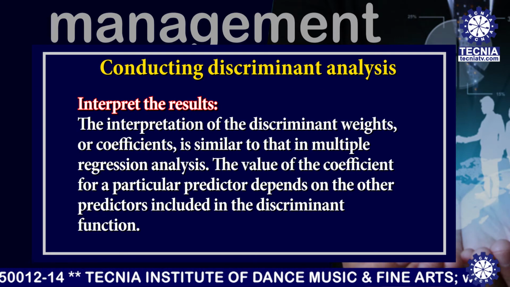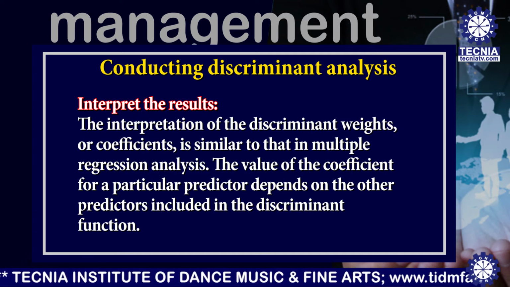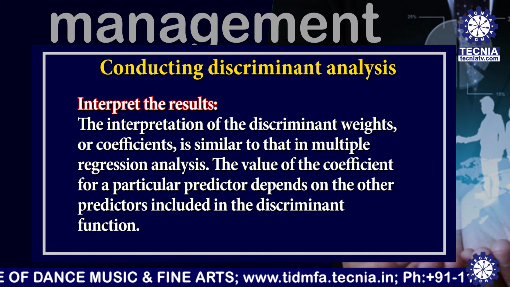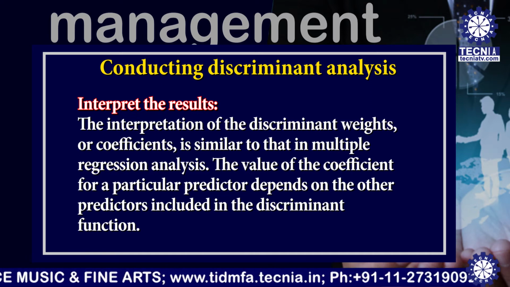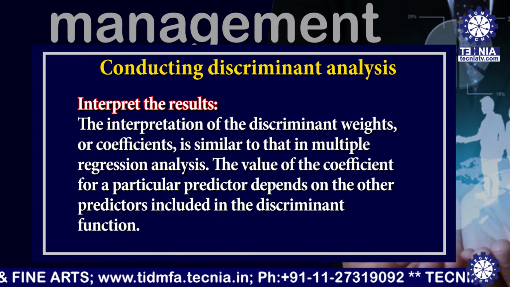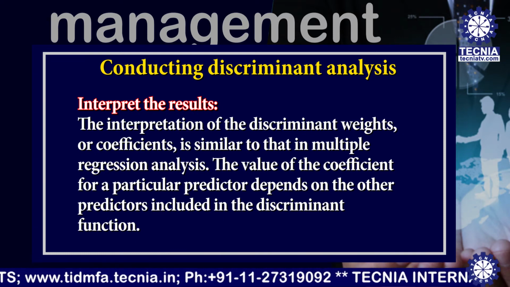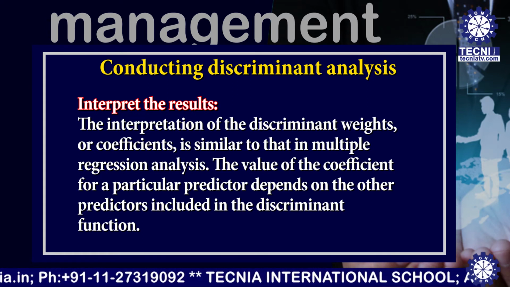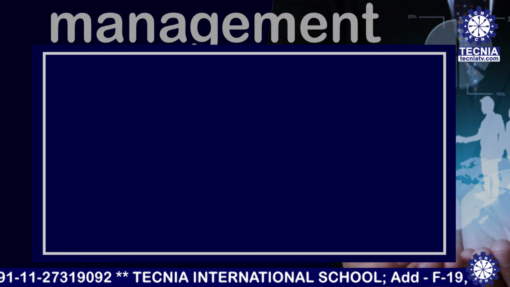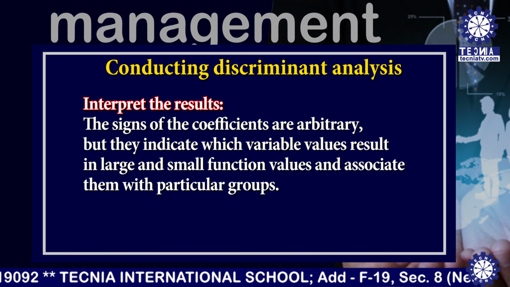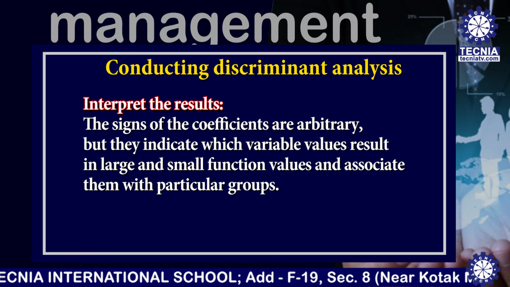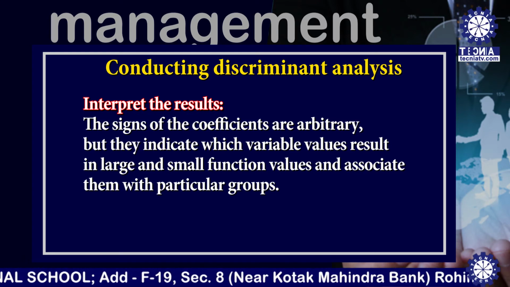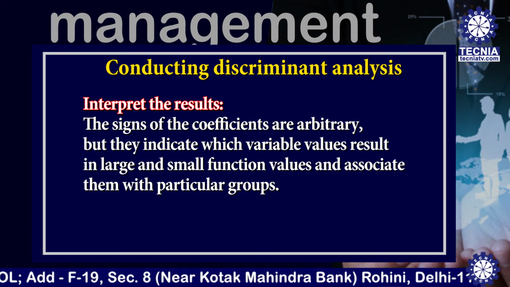Now I am explaining step 4, which is interpret the results. The interpretation of the discriminant weights or coefficients is similar to that in multiple regression analysis. The value of the coefficients for a particular predictor depends on the other predictors included in the discriminant function. The signs of the coefficients are arbitrary, but they indicate which variable's values result in large and small function values and associate them with particular groups.